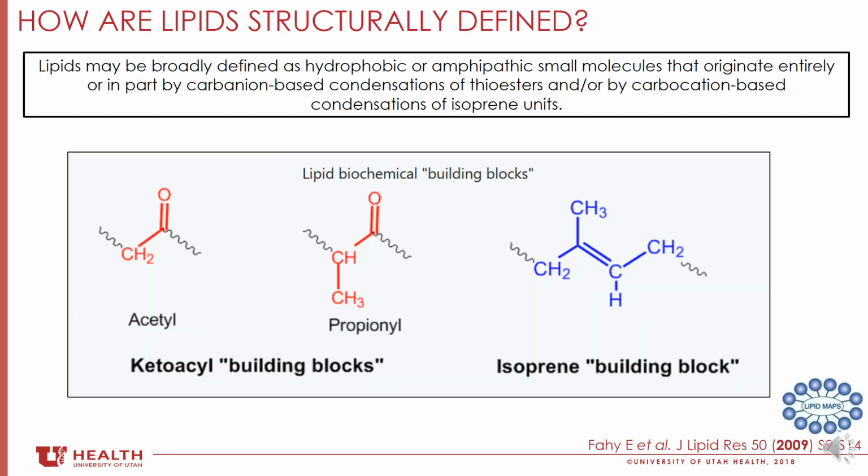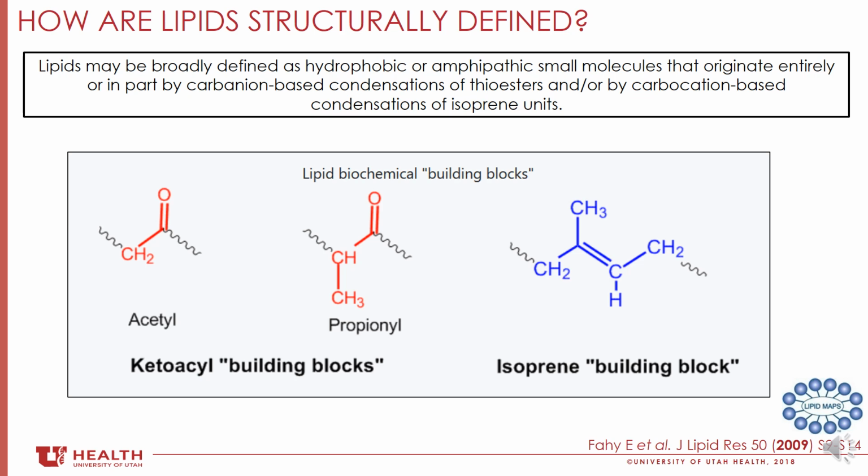How are lipids structurally defined? A lipid is generally considered to be any molecule that is insoluble in water and soluble in organic solvents. Biological lipids usually refer to a broad grouping of naturally occurring molecules, which include anything from fatty acids to phospholipids, plus fat-soluble vitamins such as vitamin A, D, E, and K. Lipids may be broadly defined as hydrophobic or amphipathic small molecules that originate entirely or in part by carbanion-based condensations of thioesters and/or by carbocation-based condensations of isoprene units.